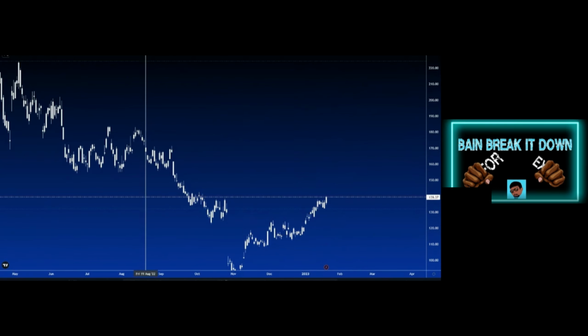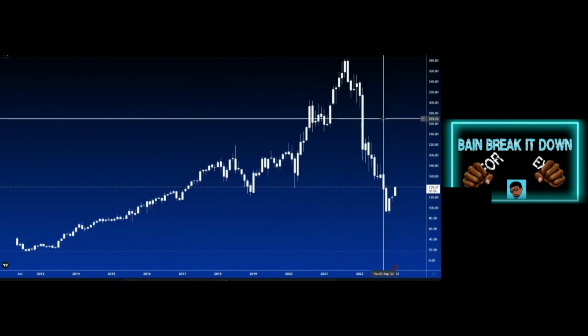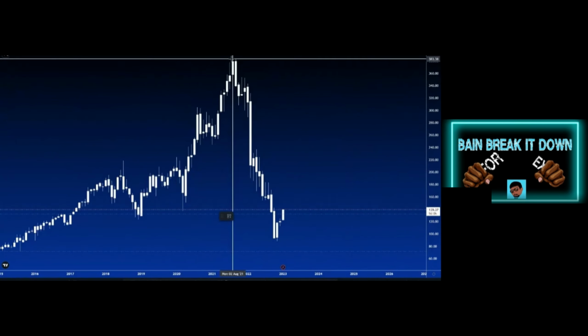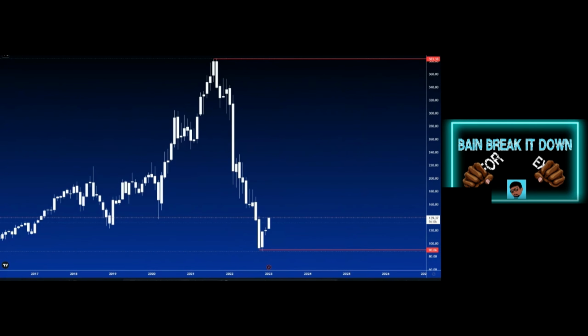So he's absolutely right, guys. Going to the monthly, just want to show y'all this. Here's Metaverse again. This is the high, and here's the low that we've been at, right? So at one point, Metaverse was $382 per share, and then we dropped 75%, all the way down to $91 per share. And now, guys, we are rising.